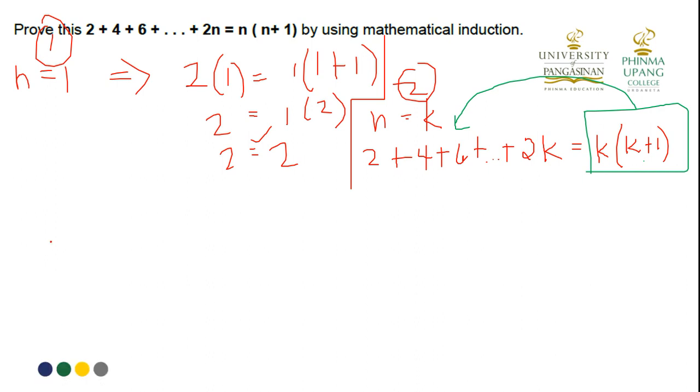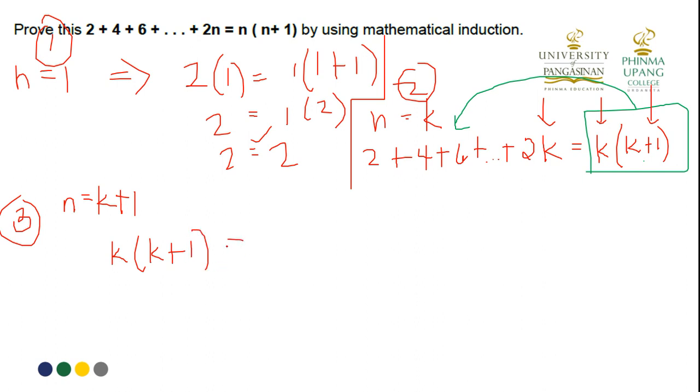Okay. So, balik tayo sa step number 3. Step number 3 is n is equal to k plus 1. So, yung k plus 1 natin, lahat ng makikita nyo dyan na mayroong k, papalitan daw natin ng k plus 1. So, yung 2 plus 4 plus 6, ang gagawin natin dyan is k, quantity of k plus 1.